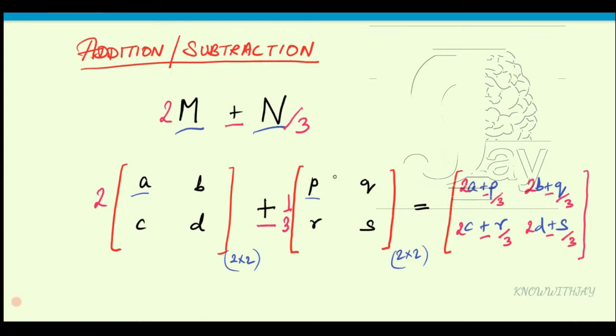Yes, it's that simple. If you are multiplying with a particular number, you have to multiply each of the elements of that matrix with that number. If you are dividing with a particular number, then you have to divide each of the elements of that particular matrix.